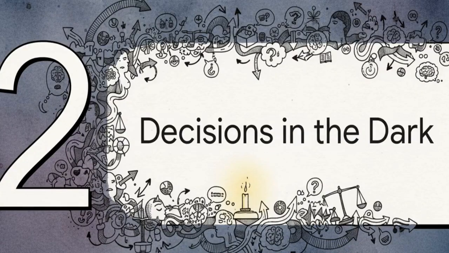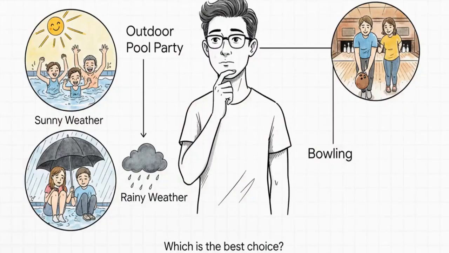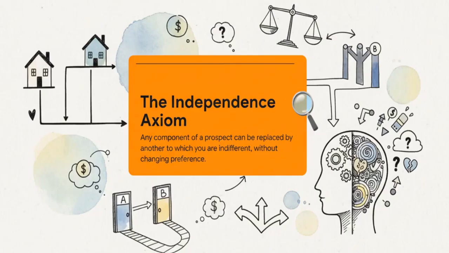Okay, so this whole rational model, it works great when we know the outcome of our choices with absolute certainty. But let's be real, how often does that actually happen? What happens when we're making decisions in the dark, when we have to deal with risk and uncertainty? Most of our big, important decisions aren't these clean-cut choices. They're gambles. Like this party scenario, right? The best choice completely depends on something you can't control, the weather. So to handle this, economists model these kinds of choices as lotteries, where every possible outcome has a certain probability of happening.